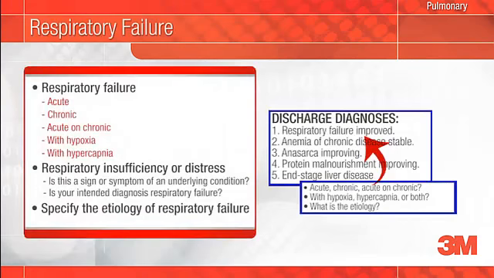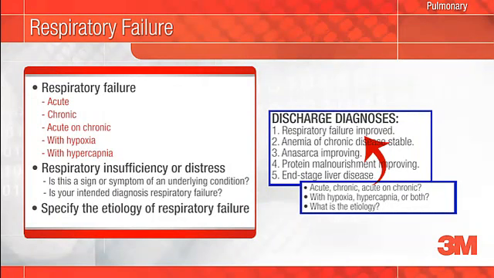ICD-9 did not differentiate between a diagnosis of respiratory failure and acute respiratory failure. The good news is that ICD-10 does. When appropriate, you should document respiratory failure as acute, chronic, or acute on chronic. Additionally, also specify if hypoxia or hypercapnia or both is associated with the respiratory failure. Remember, coders cannot interpret the results of tests such as arterial blood gases. They must rely on your documentation.